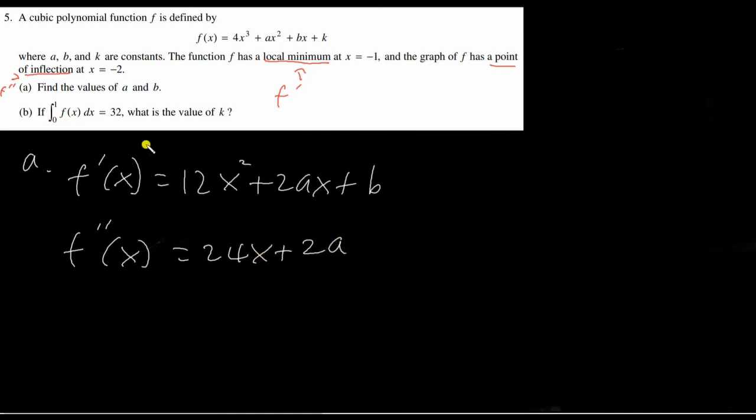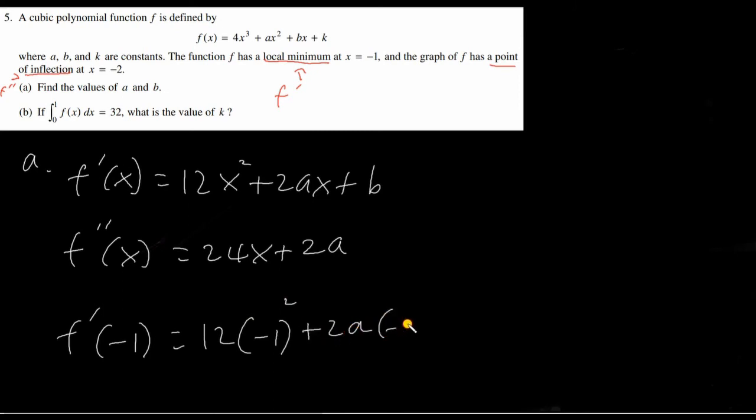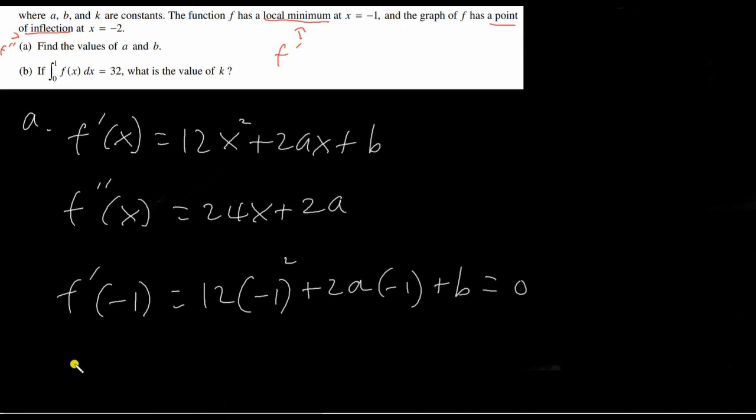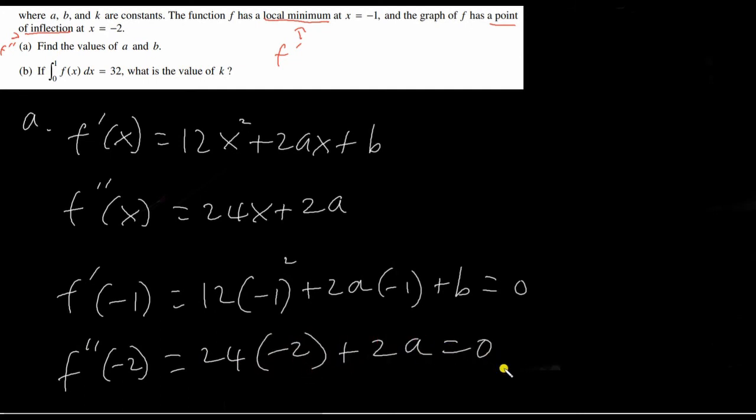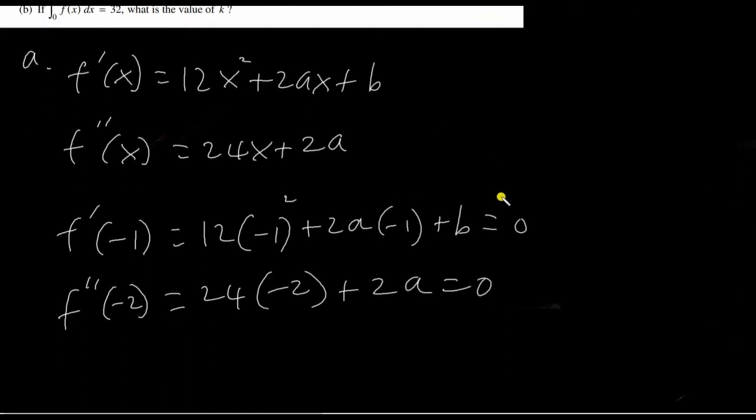And now let's see what we have to do. So we know that at x equals -1, there's a local minimum. So if I plug in -1 into this, I'm going to get 0, right? So f prime of -1, which is 12 times -1 squared plus 2 times a times -1 plus b, is 0, because there was a local minimum, the derivative is 0. And then there's a point of inflection, that means the second derivative is 0 when x is equal to -2. So if I take f double prime of -2, it's going to be 24 times -2 plus 2a, that's equal to 0.